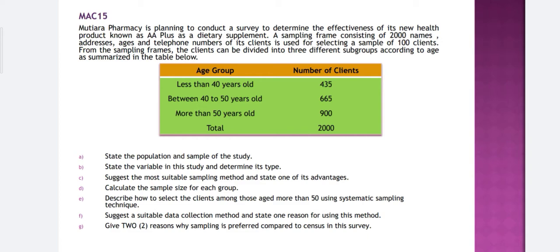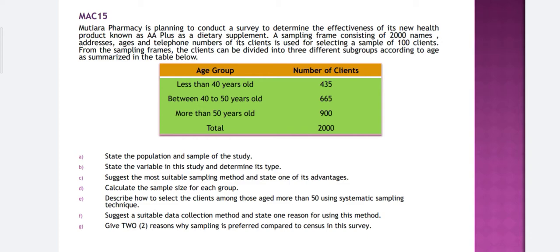The population and sample of the study. Population adalah 2,000 client, 2,000 Mutiara Pharmacy client. Sample adalah 100 client of Mutiara Pharmacy. State the variable in this study. Apa benda yang dia nak kaji pasal apa kat sini variabelnya? Okay, to determine the effectiveness. So dia punya variable adalah effectiveness of the new health product.